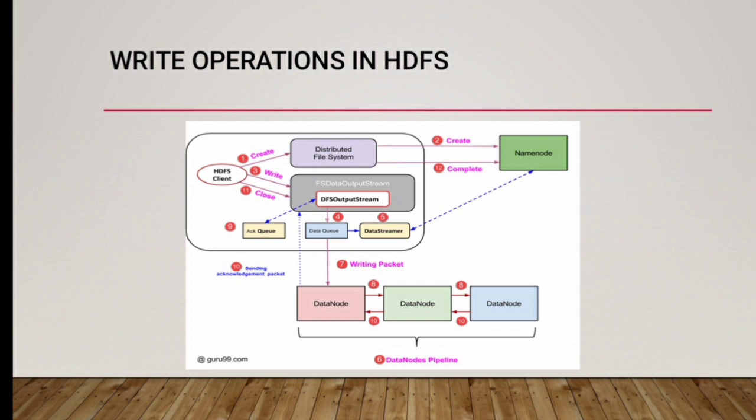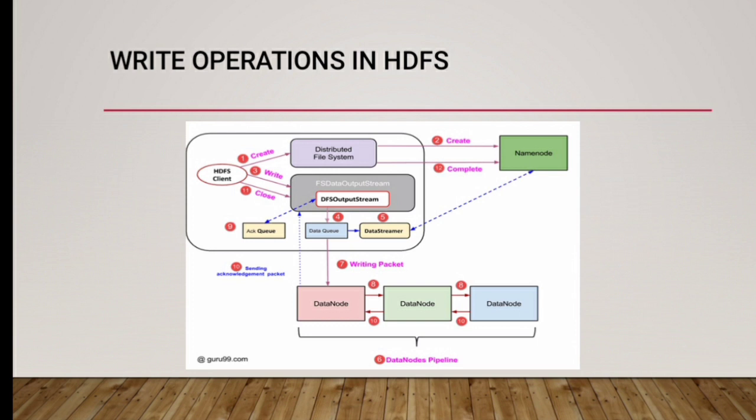Another queue, the ACK queue, is maintained by DFS output stream to store packets which are waiting for the acknowledgement from the data nodes. Once acknowledgement for a packet in the queue is received from all data nodes in the pipeline, it is removed from the ACK queue. In the event of any data node failure, the packets from this queue are used to reinitiate the operation.